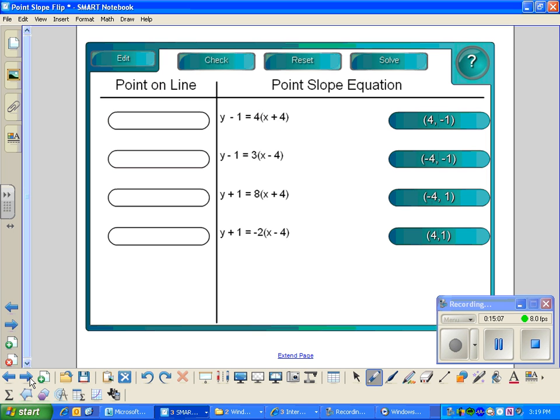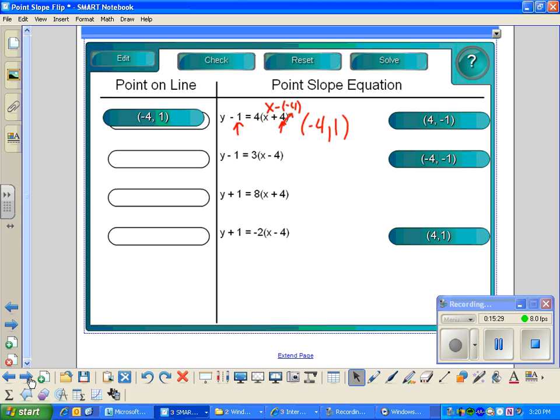And this is where we need to remember, what do we do when we've got an addition sign here? If we can remember that this is really x minus -4, that makes it really easy, because this is my x sub 1 and this is my y sub 1. So my x sub 1 is -4 and my y sub 1 is 1. So I have -4, 1. I want you to write that in your space.